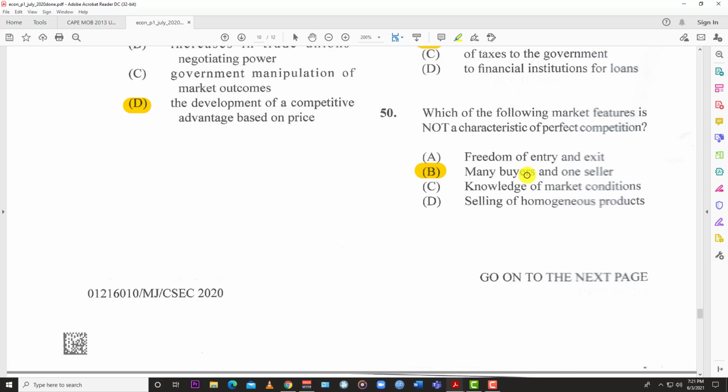So the answer is B, many buyers and one seller. That would be a monopoly. Many buyers and one seller would be a monopoly. But we're looking at perfect competition.